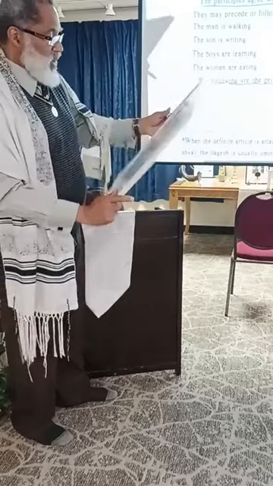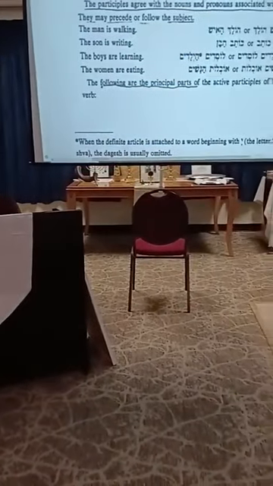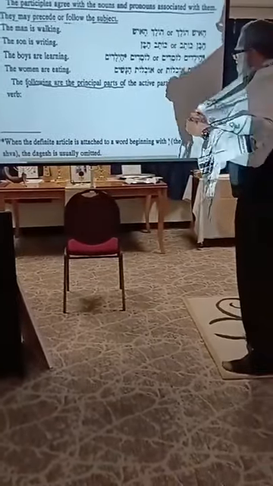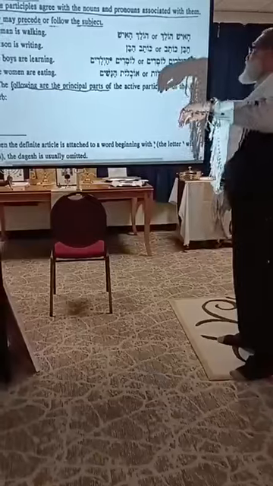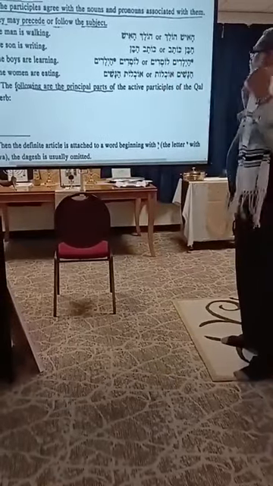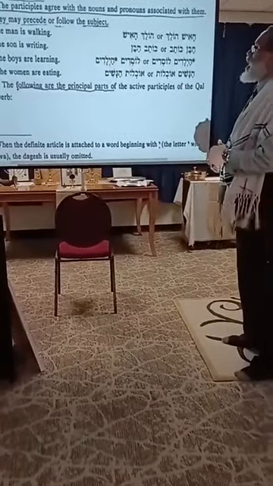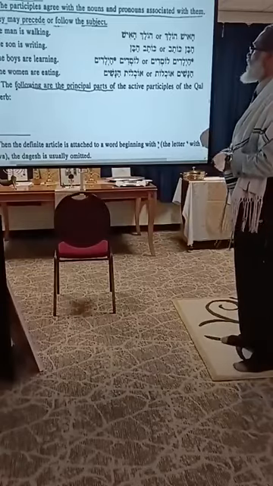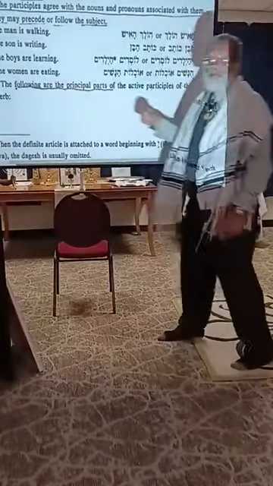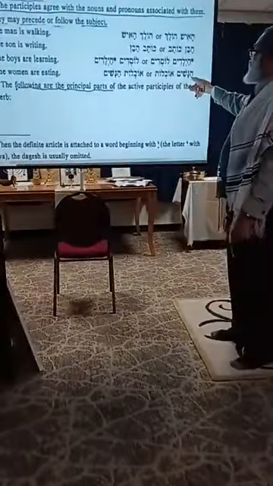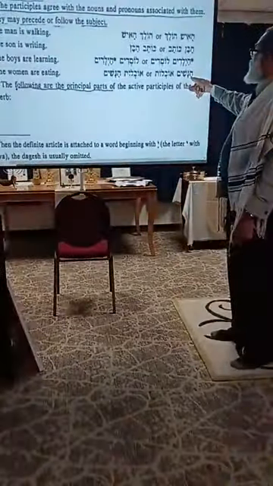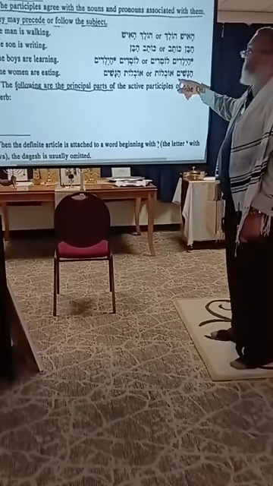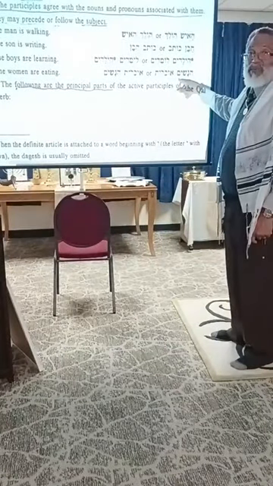So in this instance right here, this is going to look kind of strange because it's like, okay, we're supposed to follow these rules of having the same plural designations for both the noun and the participle. So here we have the women are eating, okay? Here we have the word ha-nashim. Ha, the, nashim, women, okay?